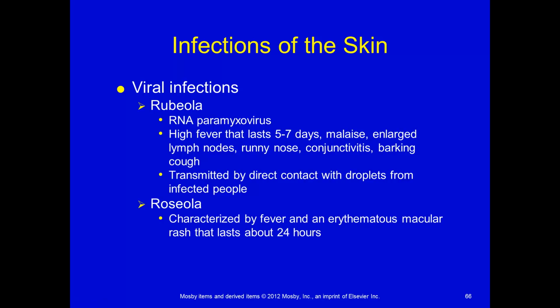Another viral infection that you may, or probably will not, see all that much is rubeola. It's also an RNA virus. This is characterized by a high fever that lasts about 5 to 7 days, and then you can see some of the other manifestations of that.